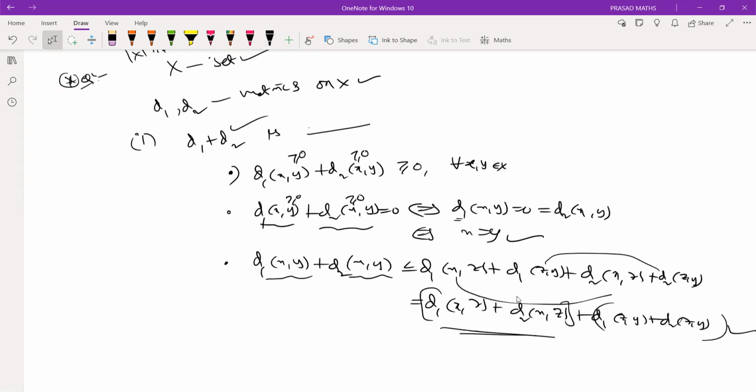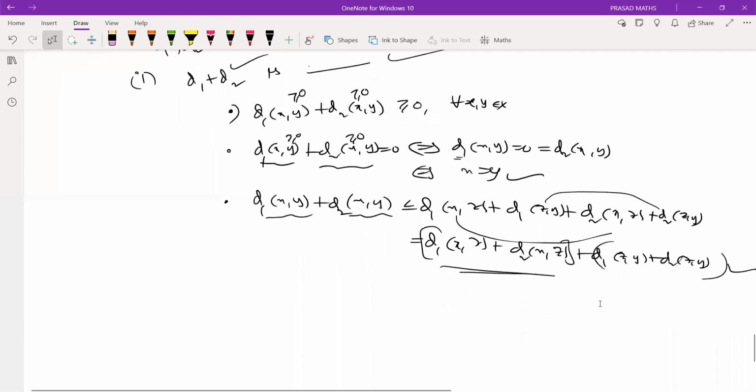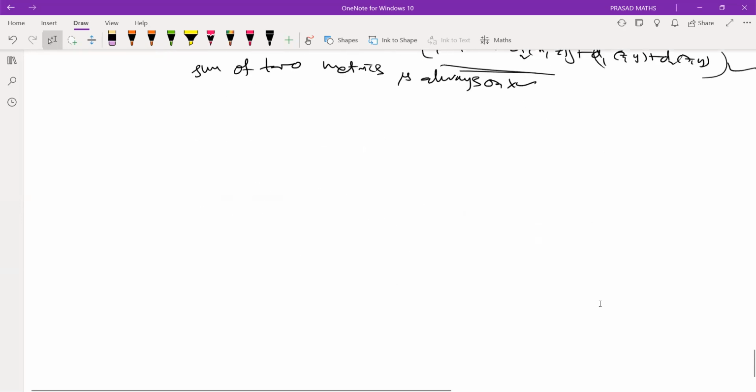Therefore, it always satisfies the triangle inequality. Therefore, D1 plus D2 satisfies the first property, second property, third property, fourth property. Therefore, D1 plus D2 is always a metric. That means what? Sum of 2 metrics is always a metric. What do you conclude? We can conclude that sum of 2 metrics is always a metric. Right? Next, what about the difference? If D1 is a metric, D2 is a metric, does it mean that D1 minus D2 is a metric?